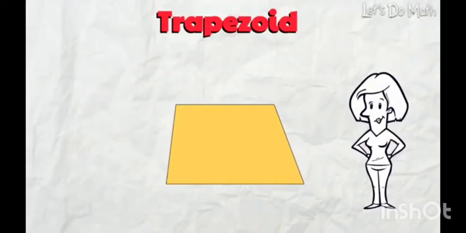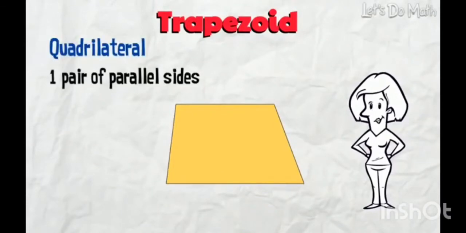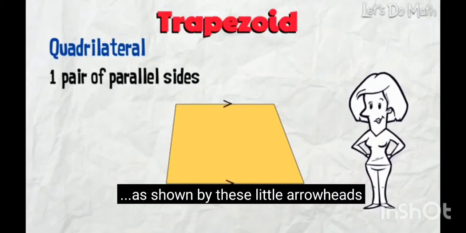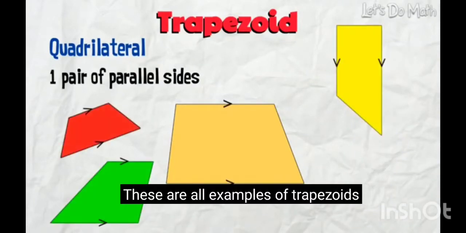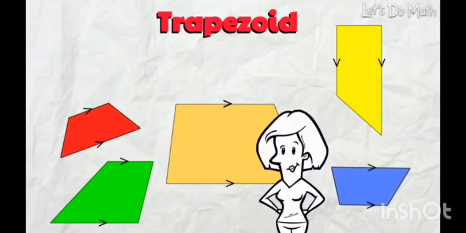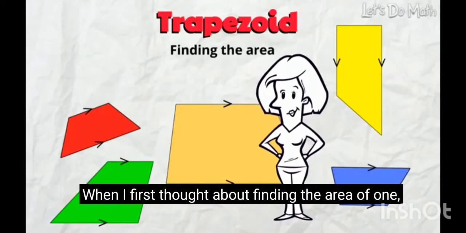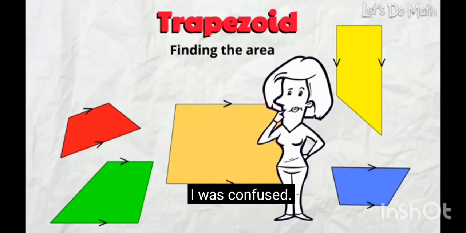A trapezoid is a quadrilateral with one pair of parallel sides, as shown by these little arrowheads. These are all examples of trapezoids. When I first thought about finding the area of one as a student, I was confused.